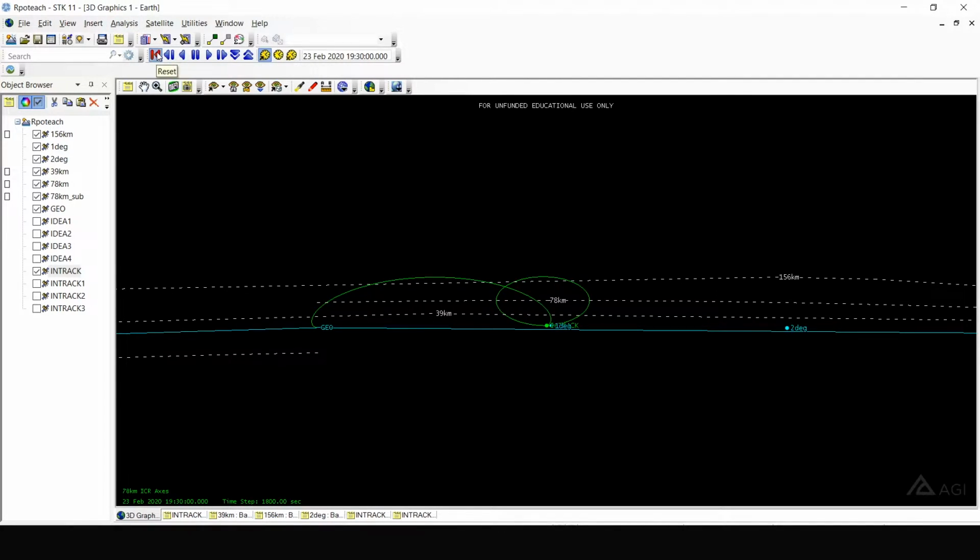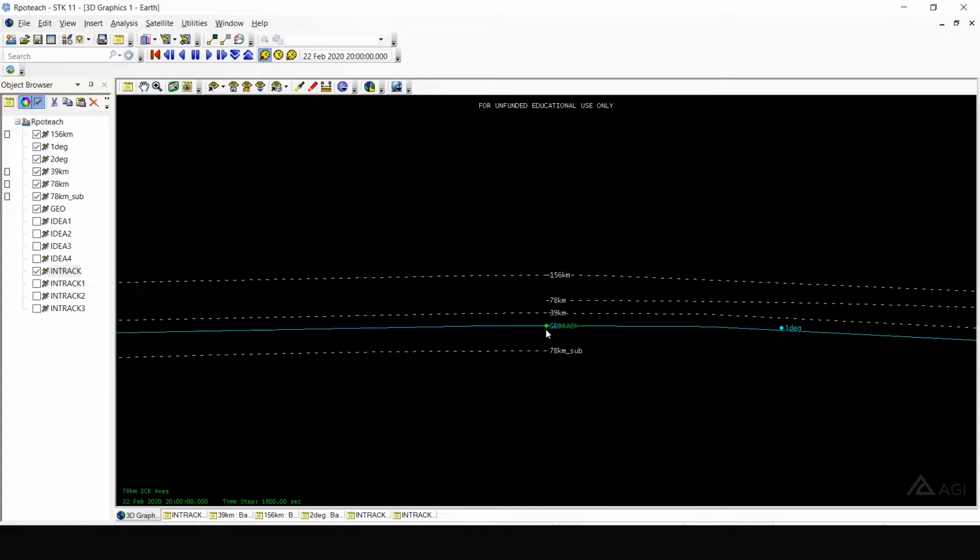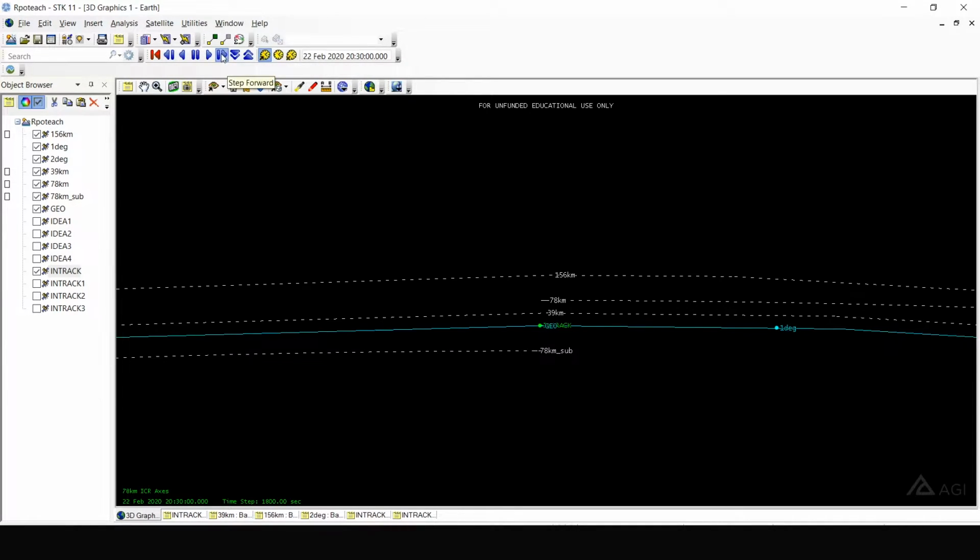But for now, let's just watch it one more time. We start out at GEO and we're going to enter a drifting NMC. What are we drifting with respect towards? We're drifting with respect to our new semi-major axis, which is there at 78 kilometers.